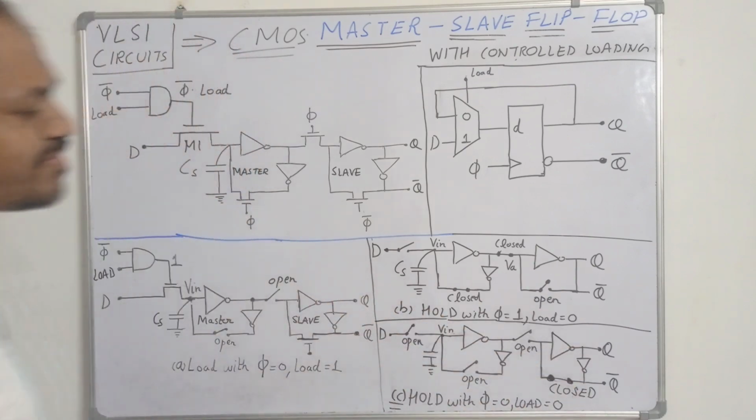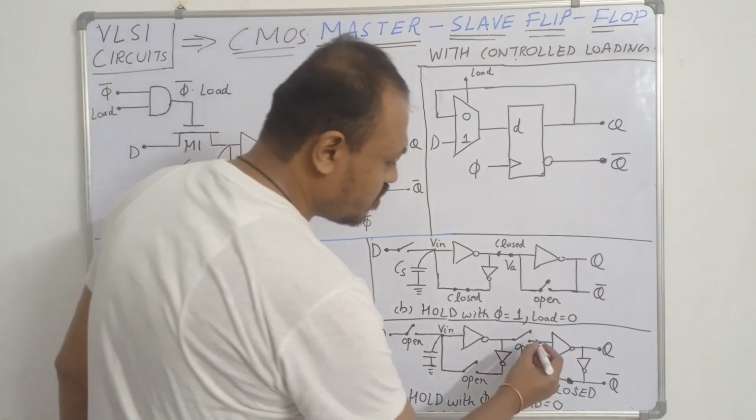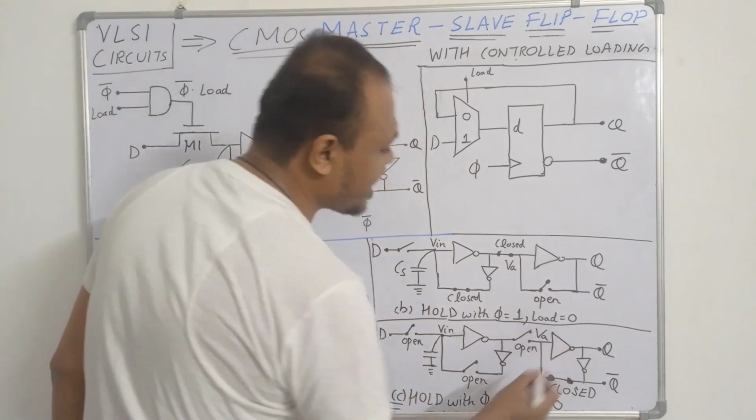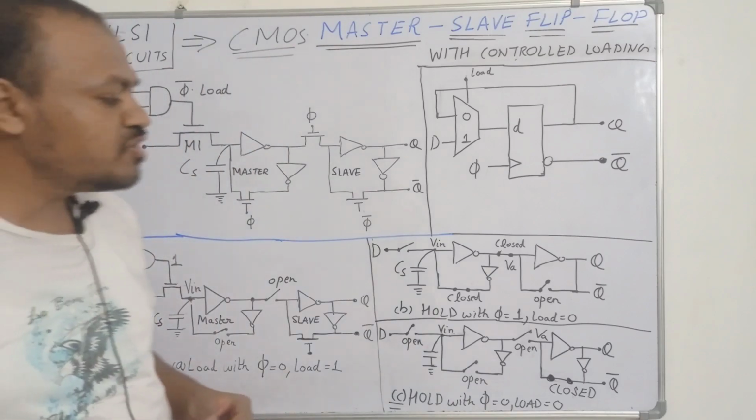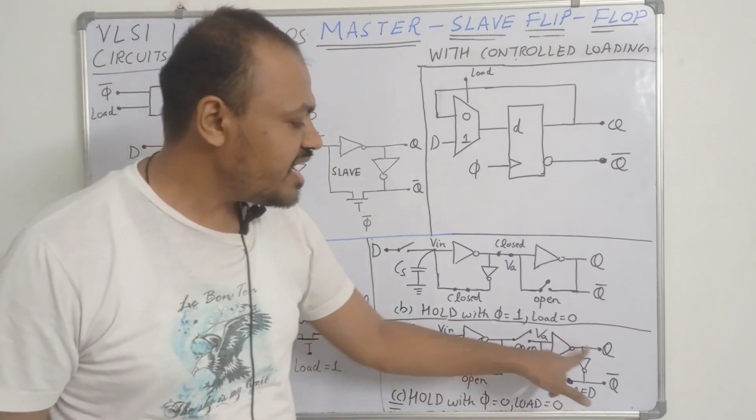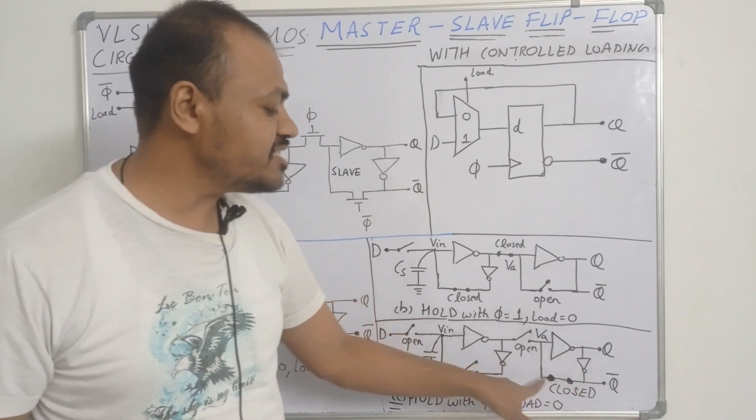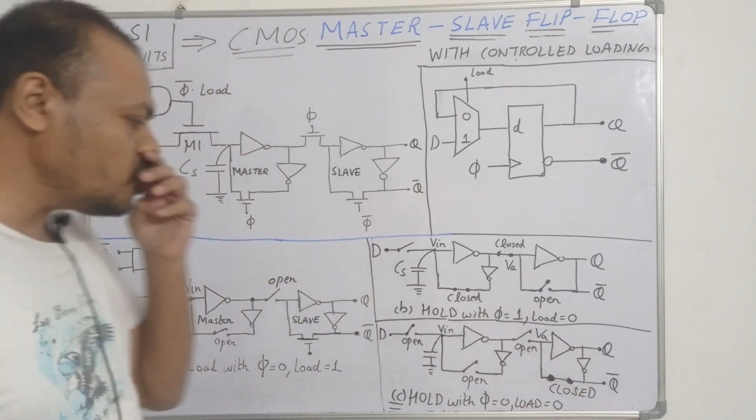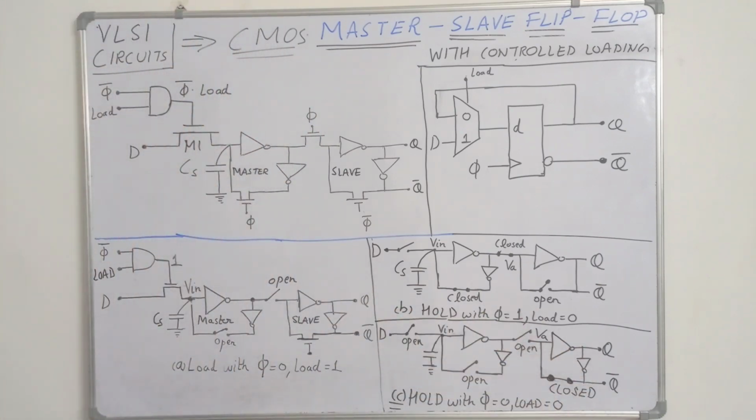Also the slave loop is closed in this. So a voltage Va will be established due to this closed feedback loop of the slave.